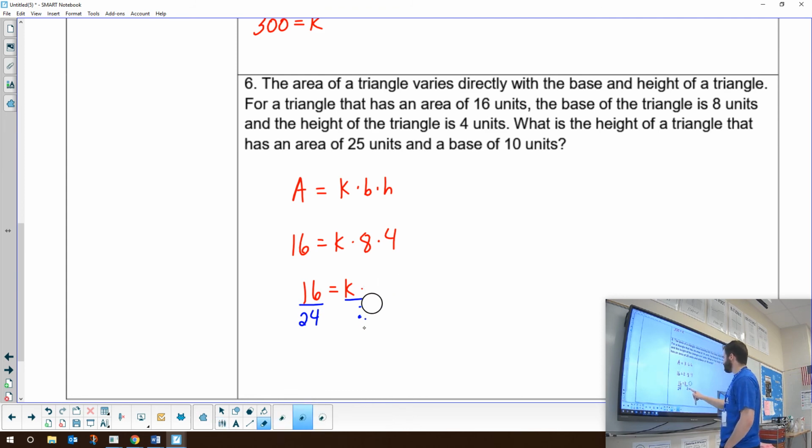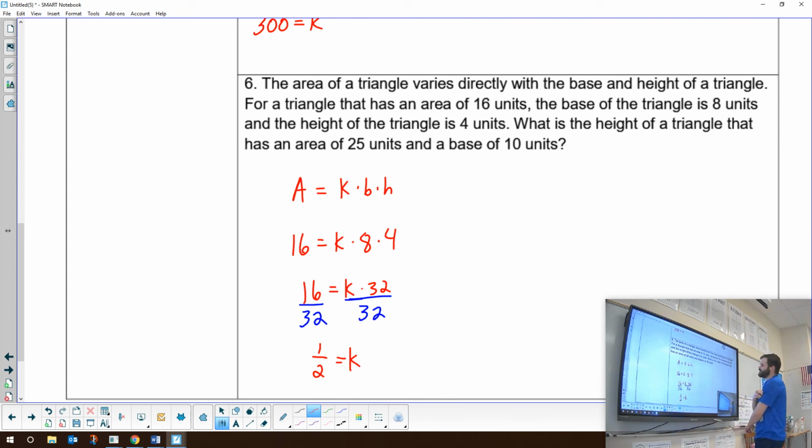Goodness sakes. Learn to do math, Mr. Martin. You're only a math teacher. 8 times 4 is 32. Silly me. Okay, so now we divide both sides by 32. And we get k equals 1/2. So that's going to be my constant of variation. My constant of variation is 1/2.